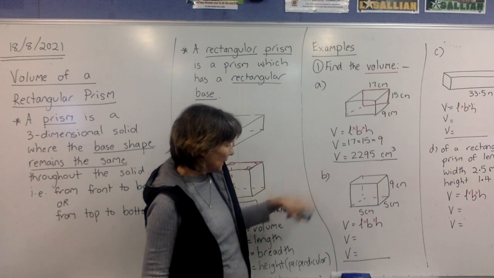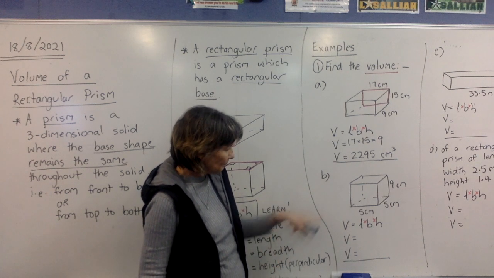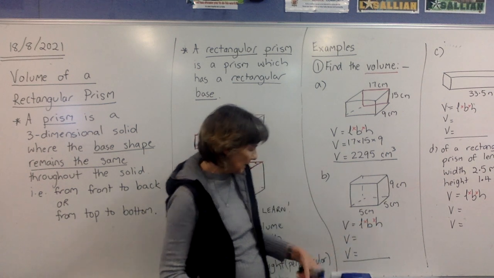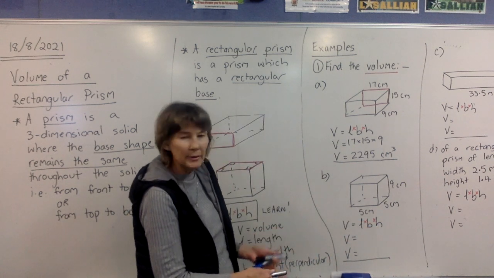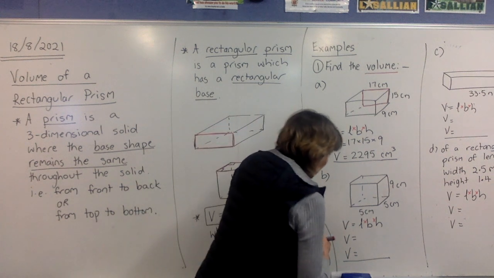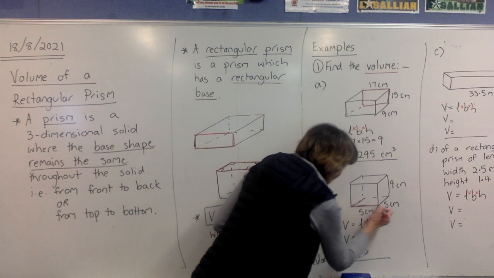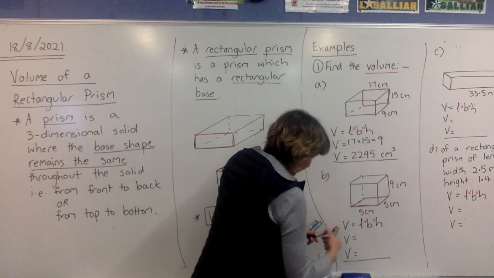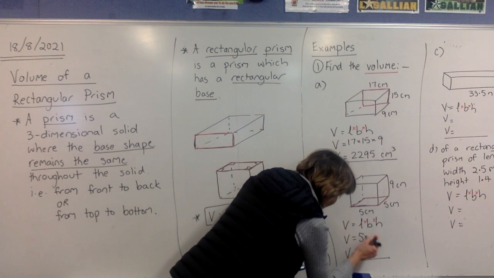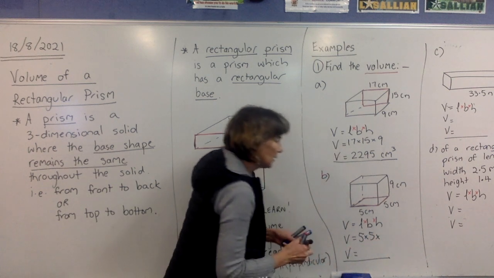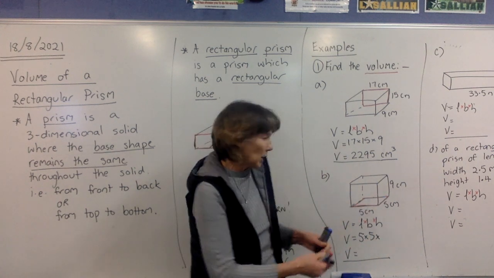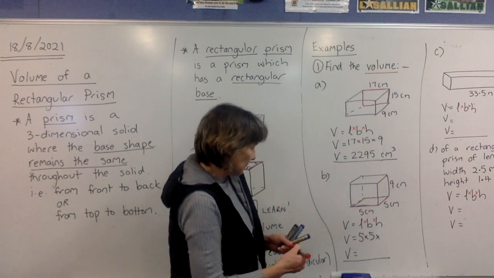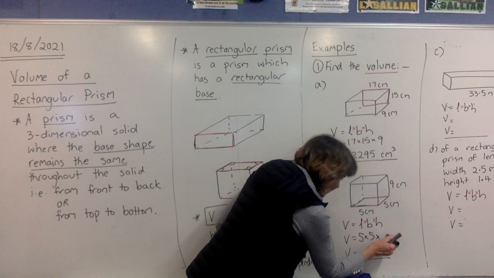Okay, so in part B, we're starting again with our formula, V equals L times B times H. So in this one, depends which way you look at it, but I'm going to look at this one down the bottom being my rectangular base. So I have a length of 5 and a breadth of 5. So I'm doing 5 times 5 times. Now the height does actually look like the height this time. It always comes away from the base. So off it goes away from the base, and 9 will be my height.